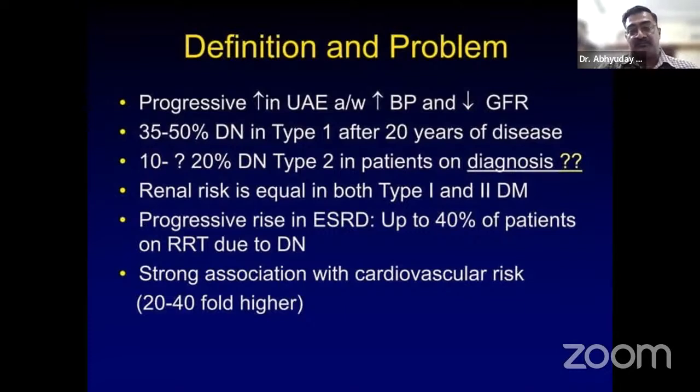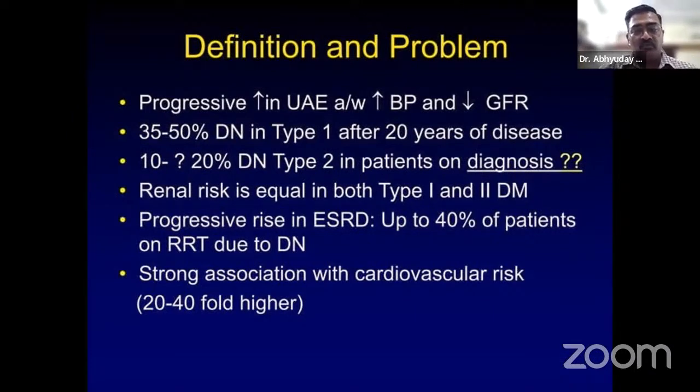If we talk about diabetic patients, in type 1 diabetes, 35 to 50% of patients suffer from diabetic kidney disease after 20 years of disease. And it can be earlier if the blood sugar levels are not well controlled. And 10 to 20% may have diabetic nephropathy at the time of diagnosis of type 2 itself.